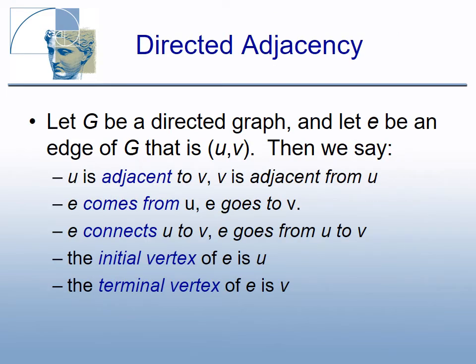Let G be a directed graph, and let E be an edge of G, that is UV. Then we say that vertex U is adjacent to vertex V, and V is adjacent from U. Edge E comes from vertex U, and E goes to vertex V. Edge E connects vertices U to V. E goes from U to V. The initial vertex of E is U, and the terminal vertex of E is V.